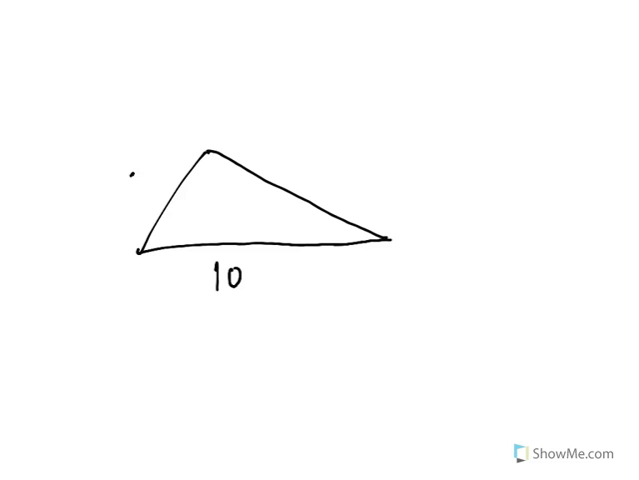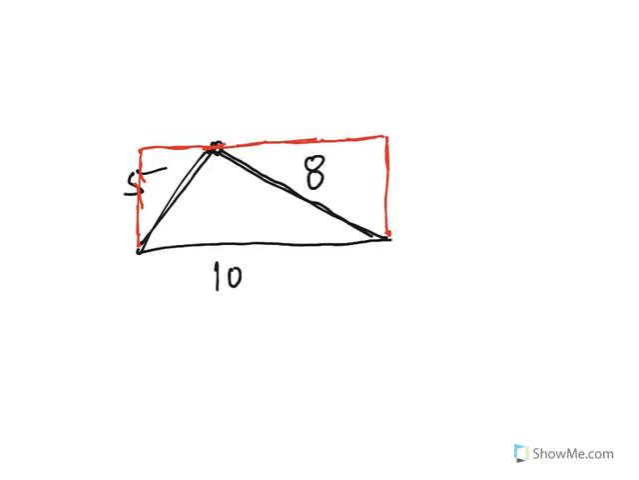Now, if a triangle is not a right triangle, let's say 10, 5, 8, something like that. Well, that one's not so obvious. It's not a right triangle. What I can do is draw a rectangle that fits perfectly around the triangle.